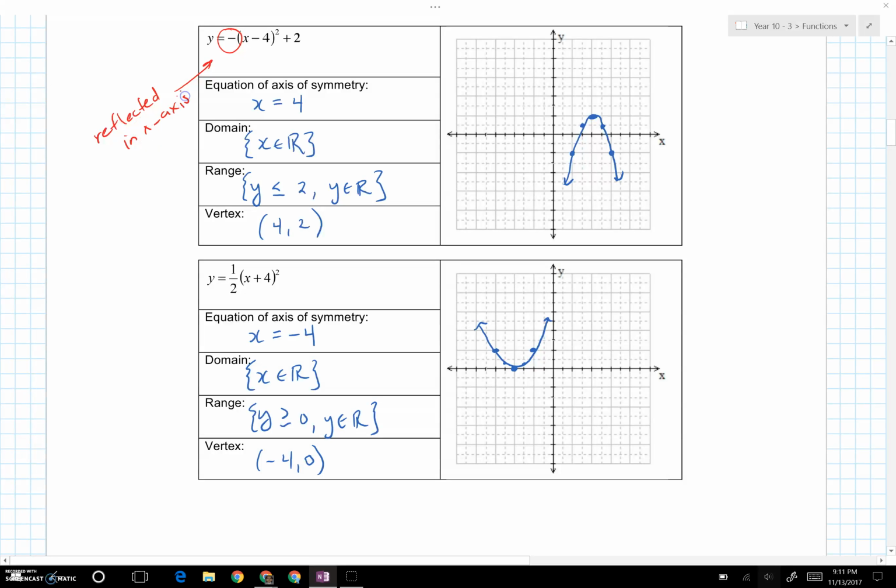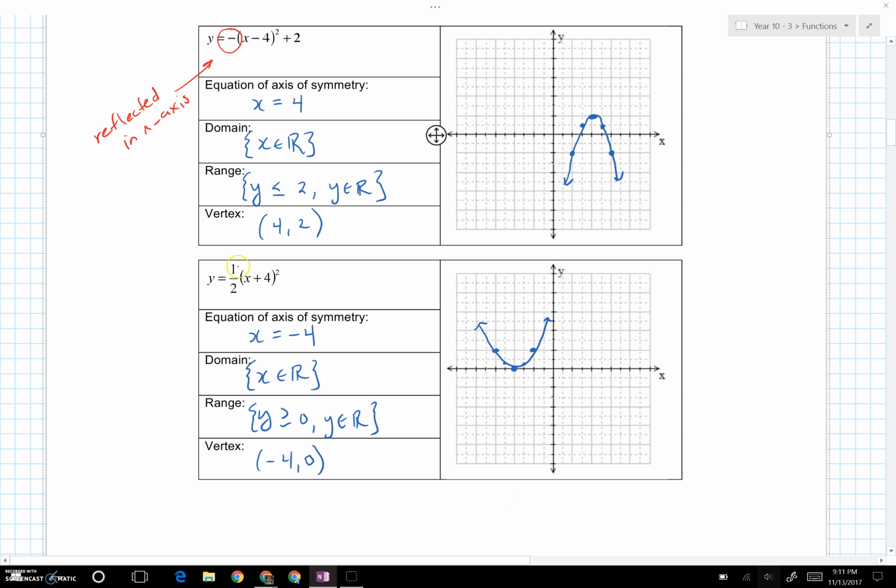And because it got reflected in the x-axis, it opens down. Therefore, my range is y is less than or equal to 2, and my vertex is at (4, 2). Again, here are my key points. Because there was no stretch factor, I was able to plot those exactly.